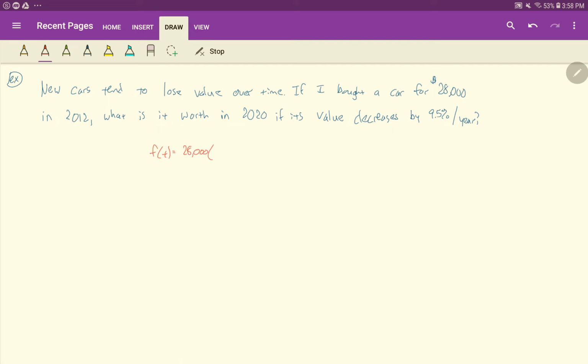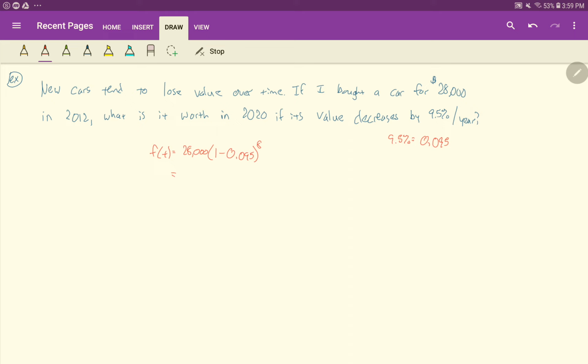Times, now we're at a decay, so I'm going to do 1 minus my rate of 0.095, since 9.5% is the same as 0.095. And that's going to be raised to the t. Again, how much time are we talking about? We started in 2012, ended in 2020, so that is 8 years. And we'll just type this into our calculators.